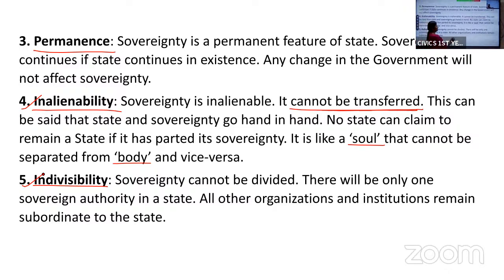And all the organizations and institutions remain subordinate to the state. State alone has sovereign power. Am I clear with the characteristic features of sovereignty? Let us move to the next topic.